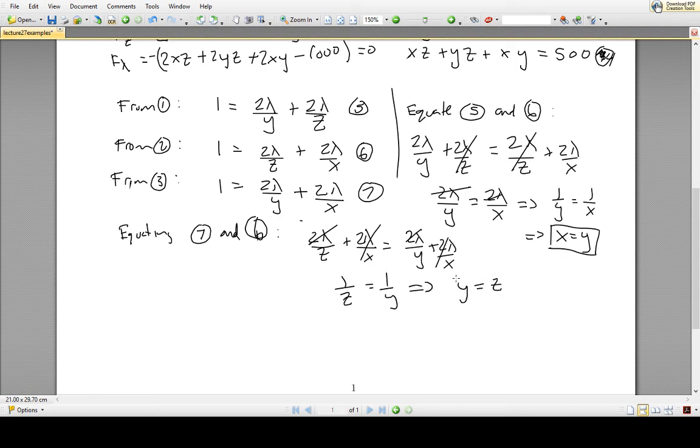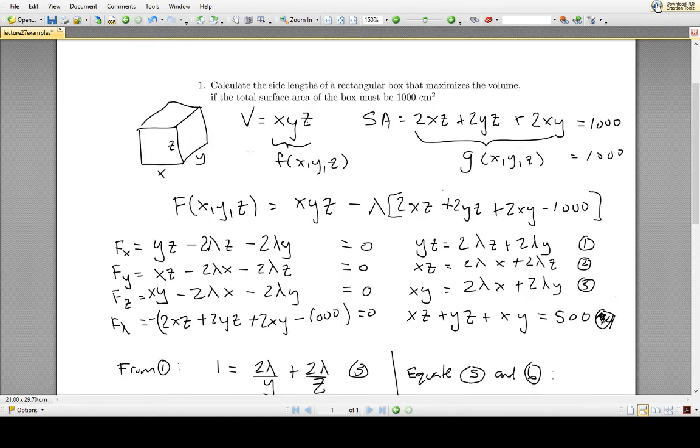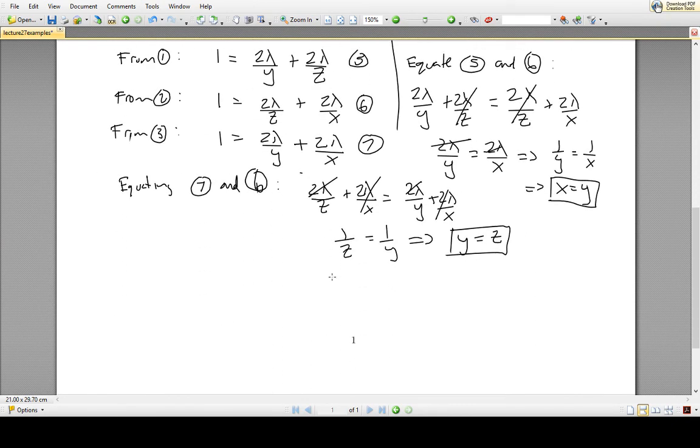So I have x is equal to y is equal to z, so all three of these sides are the same length, which means we have a cube. And so let's just say that x is equal to length L, y is also equal to length L, and z is equal to length L. And so the only thing that remains is for us to figure out what L actually is.